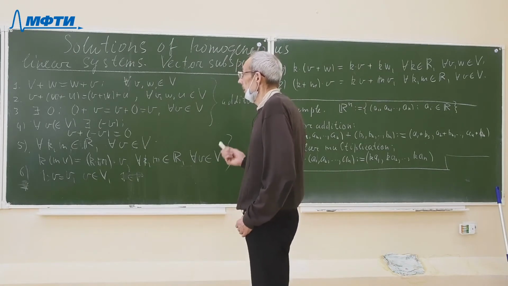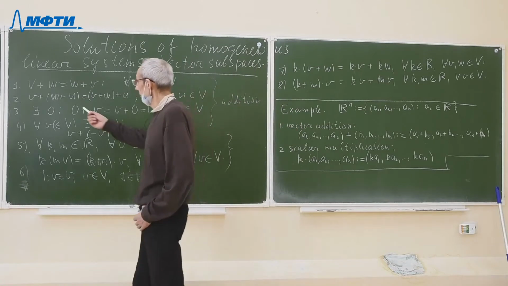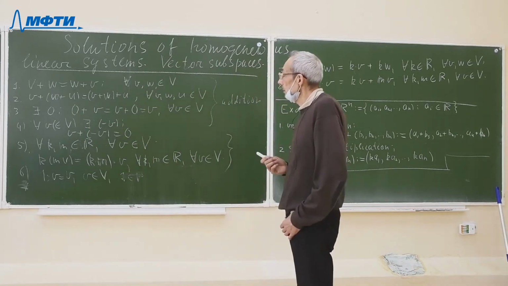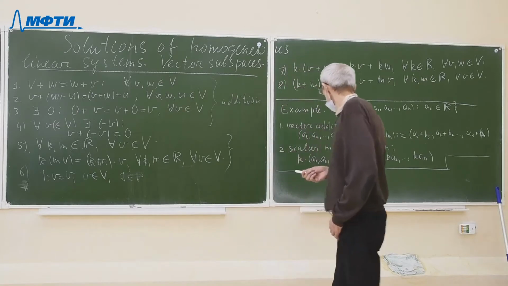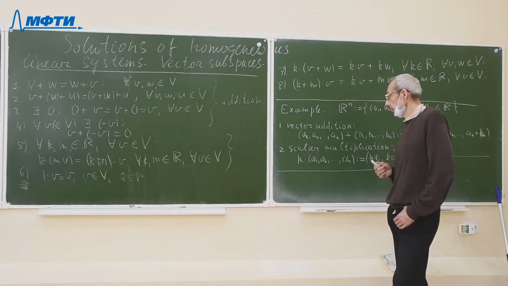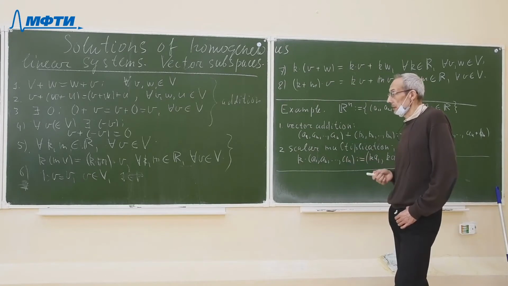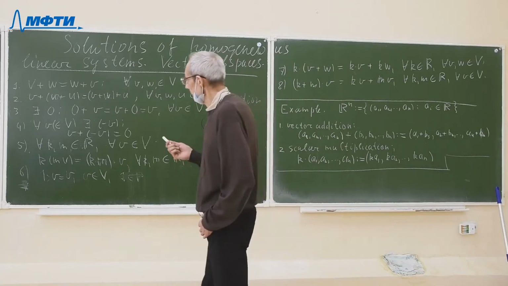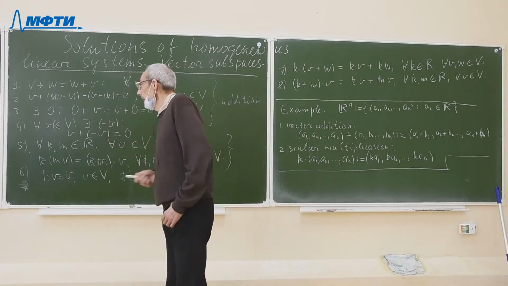The same way, the second axiom, the axiom of associativity, is fulfilled because the addition of the real numbers satisfies the corresponding axiom of associativity.